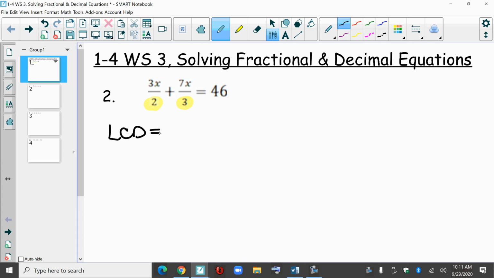Our LCD between 2 and 3, so that's 3, 6, 9. Does 2 go into 3? No. Does 2 go into 6? Yes. So my LCD is 6. So that means I'm going to multiply this entire thing by 6.